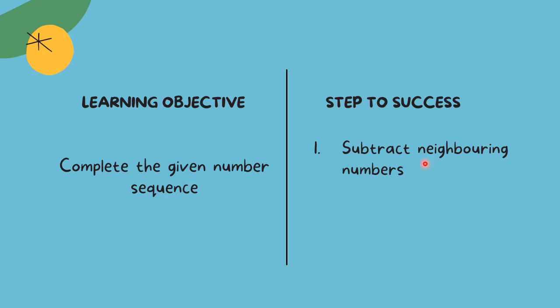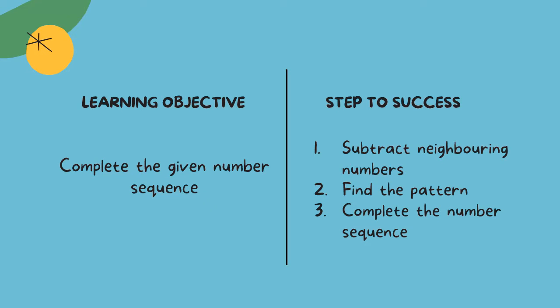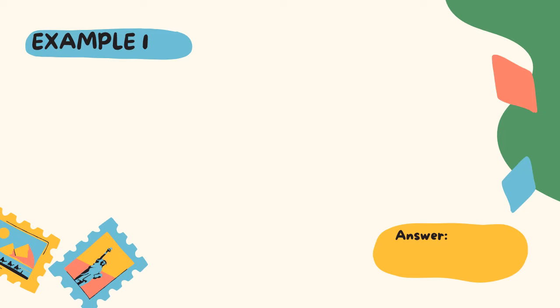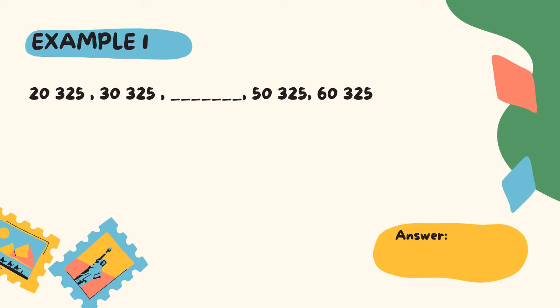So what does the word neighboring here mean? The word neighboring here simply means berjiran. Like for example, your jiran, it comes from the word neighbor. So the numbers are next to each other. Step 2 is we're going to find the pattern, and our last step for today is we are going to complete the number sequence.